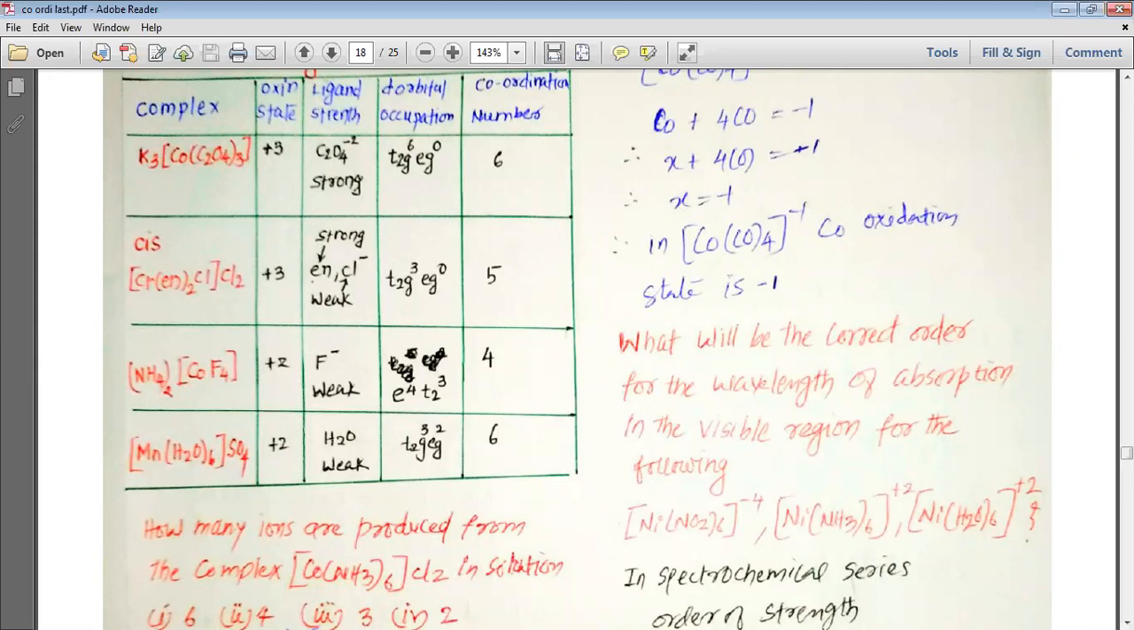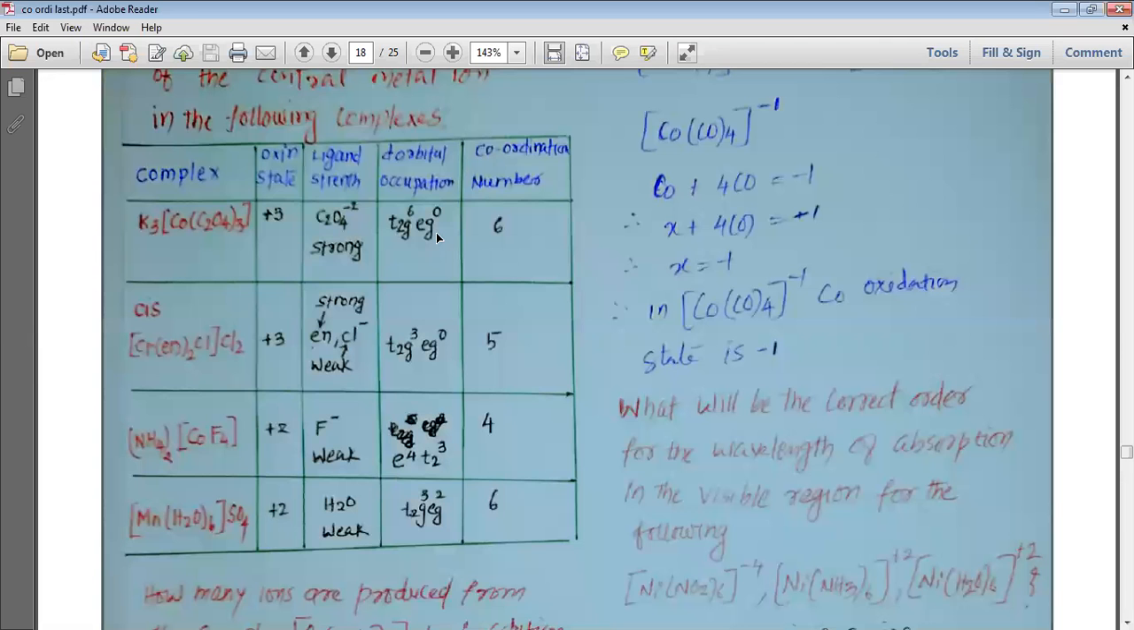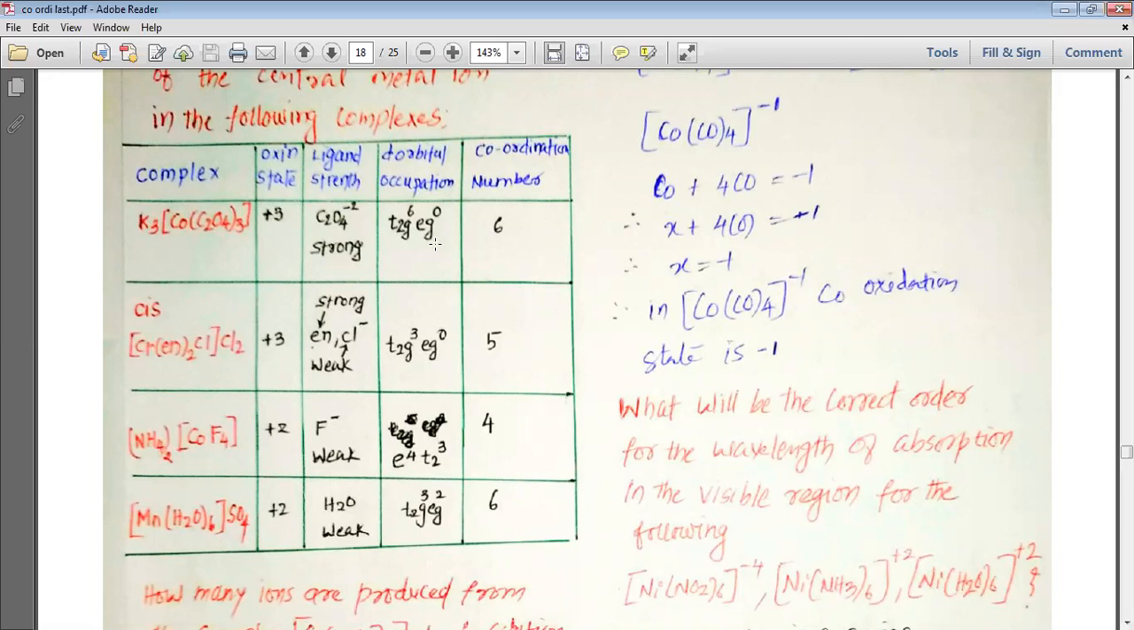Here we can first calculate the oxidation state. The oxidation state of cobalt is +3 in the first complex. Here we have the ligand oxalate ion, which is a strong ligand. As oxalate ion is a strong ligand, the 6 electrons present in the cobalt +3 ion have been paired, and that is why t2g is filled with 6 electrons, whereas eg has 0 electrons, because all the electrons are paired in the d orbital. Oxalate ion is didentate, and that is why the total coordination number of cobalt is 2 multiplied by 3, that is 6.